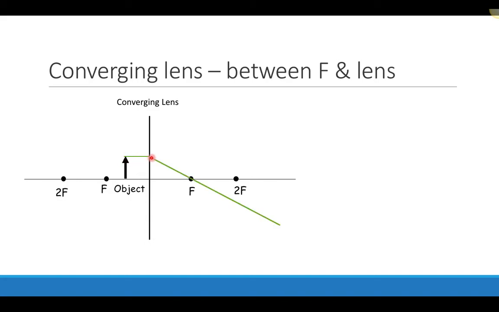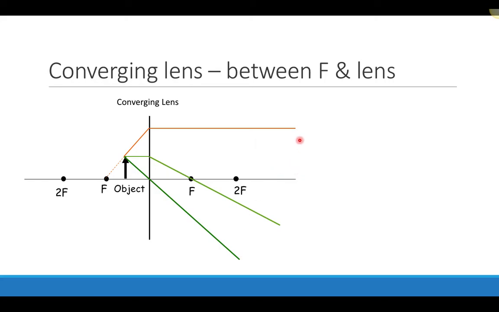So the first ray comes in parallel, passes through the focal point. The second one seems to pass through the focal point, but it can't do that. So it's as if it was coming from the focal point and going from the top of the image, and then it goes parallel after passing through. And then the last one passes directly through the center of the lens and the principal axis.